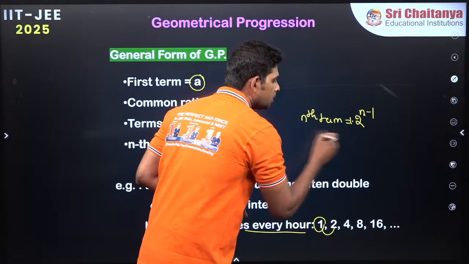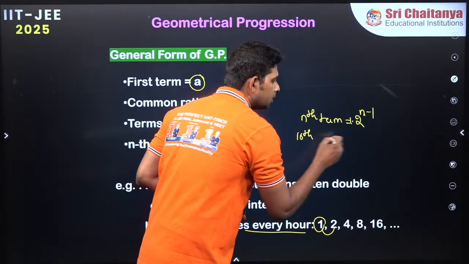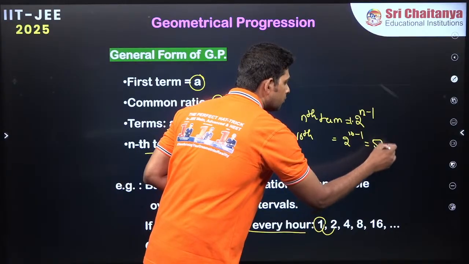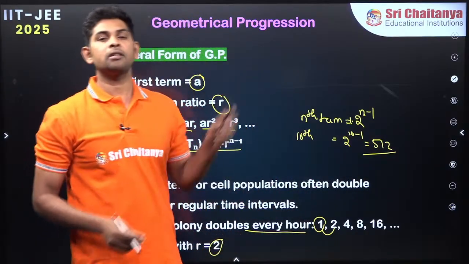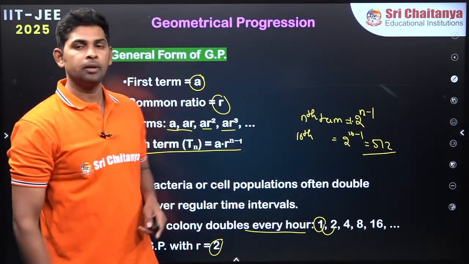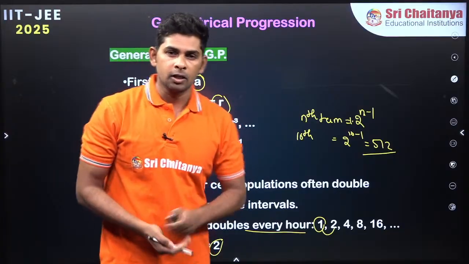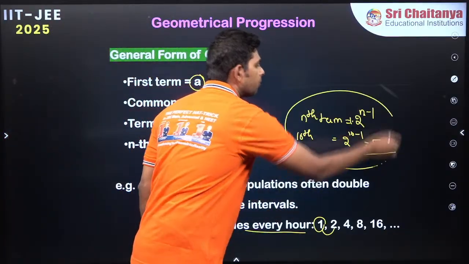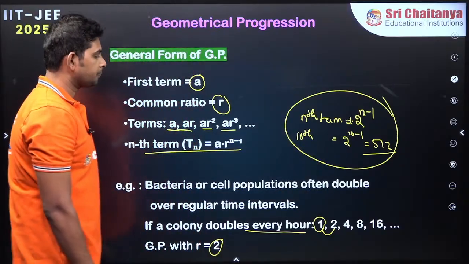So what will that be? For the 10th hour, it will be 2 power 10 minus 1, which is equal to 512. So there will be a population of 512 in a given area. The population increases like this, so that is following a GP. That is how we find the nth term of any GP, right?